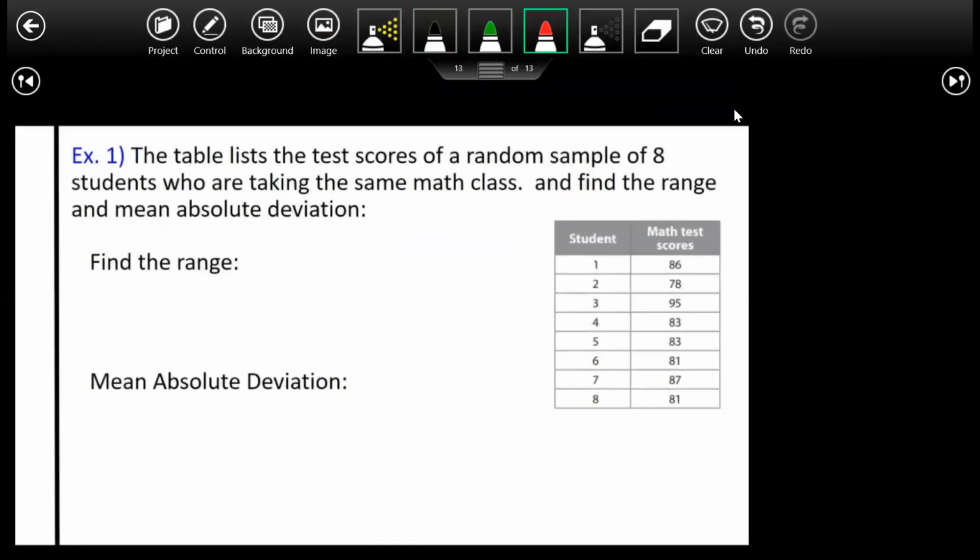So we have 95. What's the smallest value? 78. Subtract them, what do I get? This tells me how spread out my data is for the 8 students. Okay, that's not the mean, that's not the standard deviation, this is just the range.